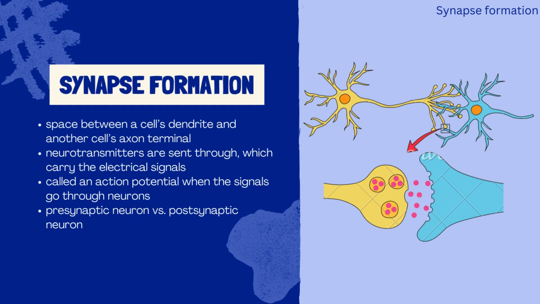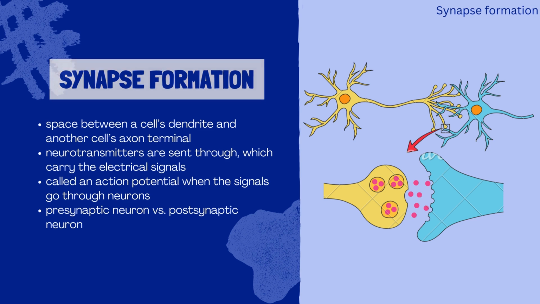So next is synapse formation. This is the space between the cell's dendrite and another cell's axon terminal. Neurotransmitters are sent through, which carry the electrical signals called an action potential when the signals go through neurons. The presynaptic neuron, as we talked about in our previous videos, is the neuron that sends off the signal. The postsynaptic neuron is the one that receives the signal.